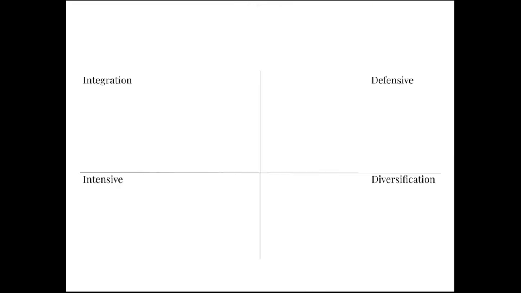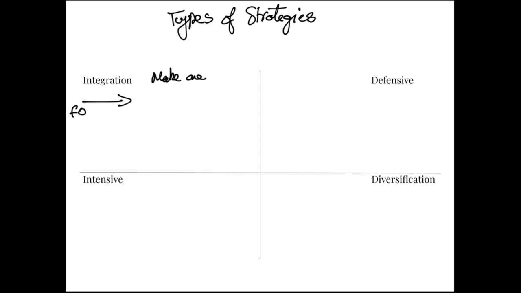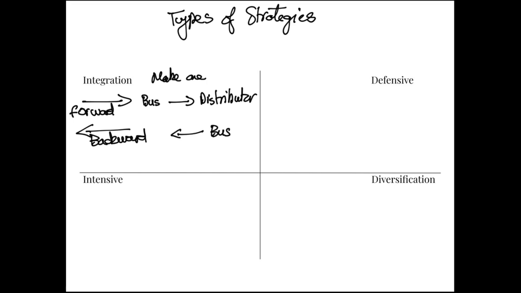So then we look at the different types of strategies. Now the different types, you've got integration. So that means you take different things, you integrate them together, you make them one. So the first one we look at is forward integration. Forward integration focuses on the business taking over the distributor. So that means you sell to yourself. Then you've got backward. So your backward integration focuses on the business taking over or merging with the supplier. So that means you buy from yourself.